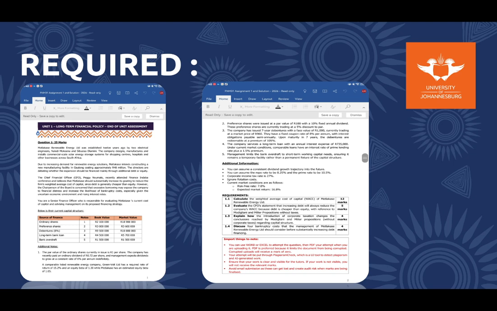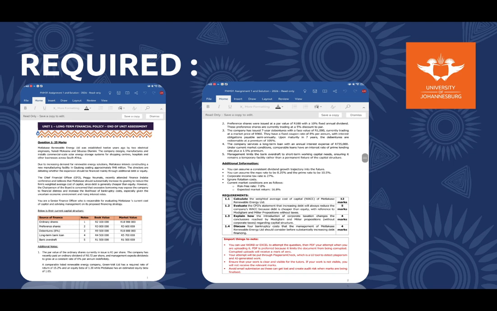Then it carries on and says, you are the senior officer who is responsible for evaluating Motlakase's current cost of capital and advising management on its proposed financial strategy, right? So you are given the book values of the following: the ordinary shares, the preference shares, debentures, long-term bank loan, and the bank overdraft. So here are the sources of finance. They have been given to you, and the book values and the market values also have been given to you, right, of each. And then here are the additional notes.